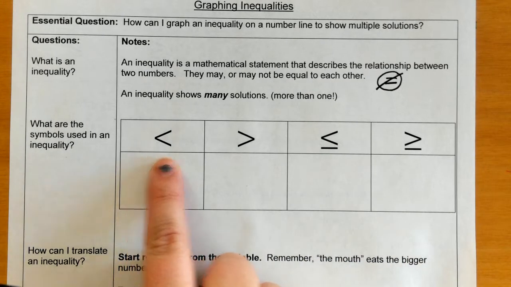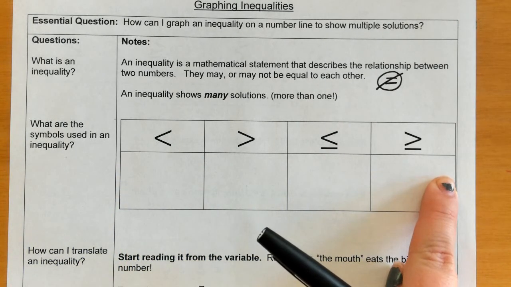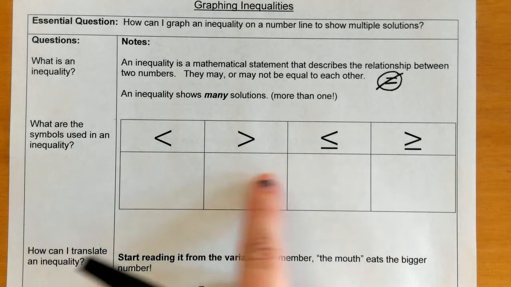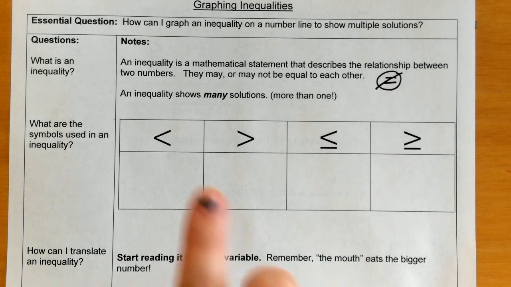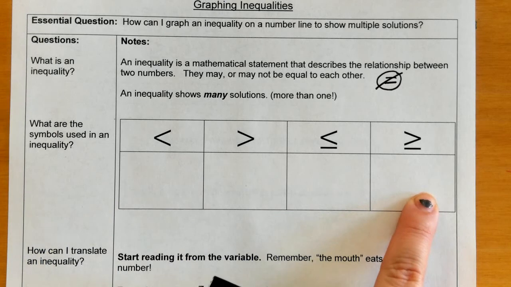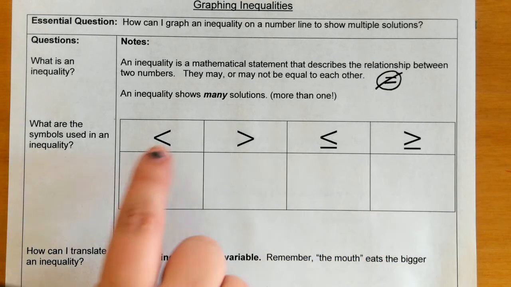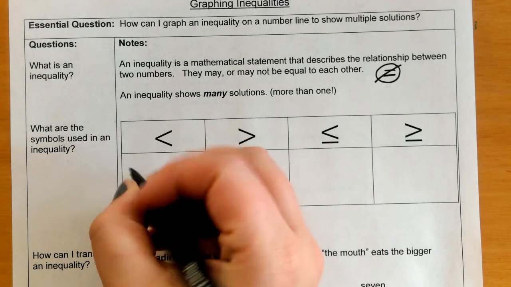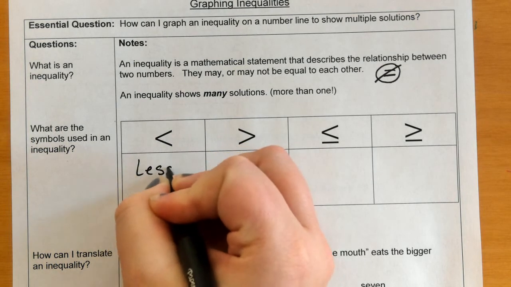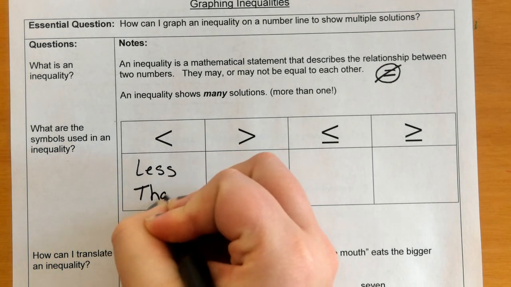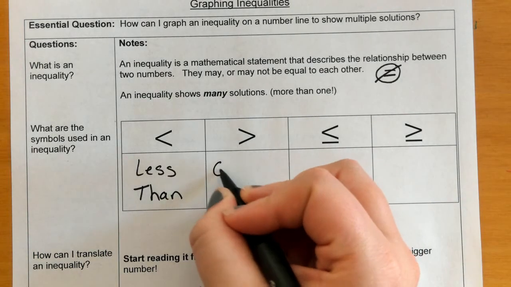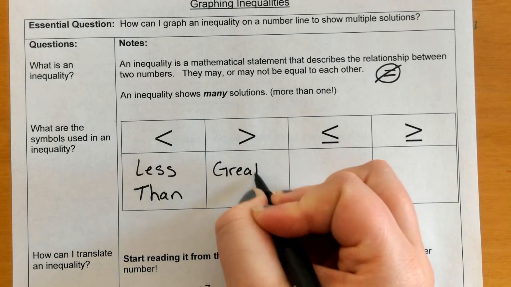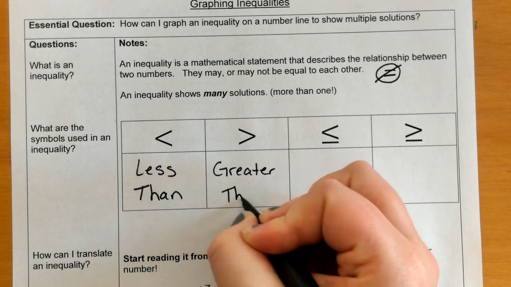So the symbols that are used in inequalities are these four. And so each of these represents something different. You've been working with these since you were younger, so you might already remember what these are. But if you forgot, this one means less than. This one is greater than.